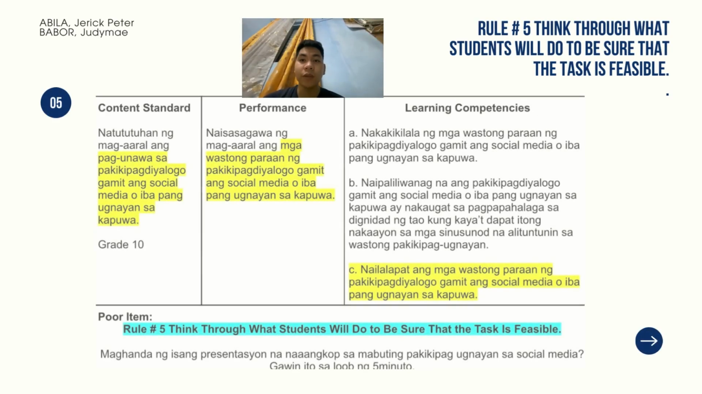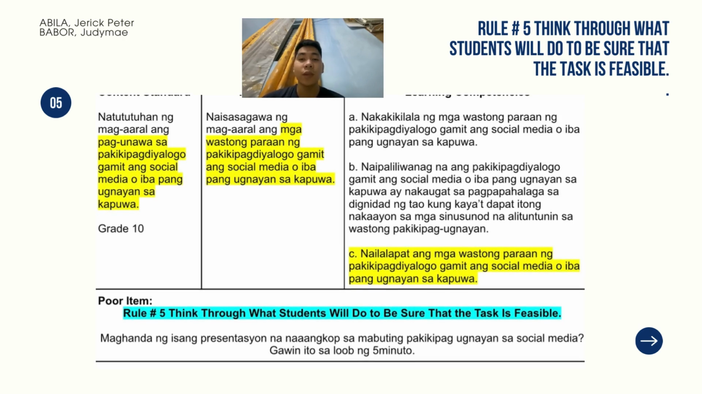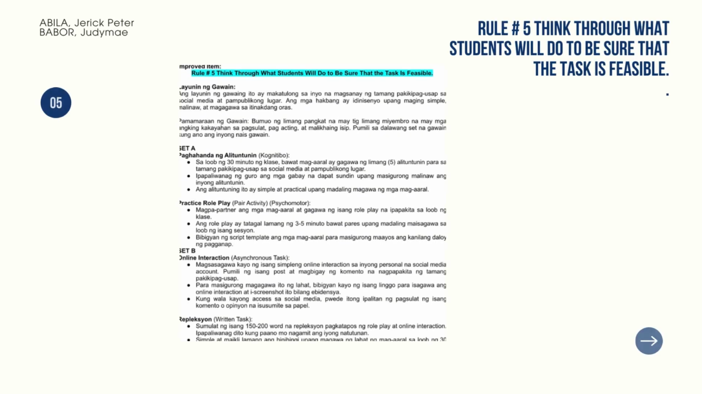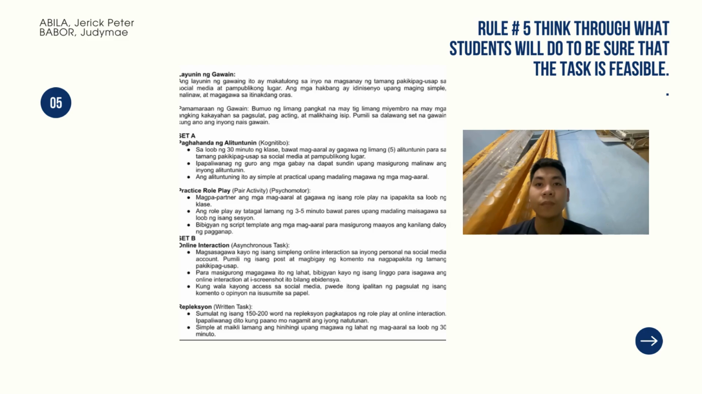Number 5, think through what students will do to be sure that the task is feasible. In our poor item, paghanda ng isang presentasyon, nag-aangkop sa mabuting pakikipag-ugnayan sa social media. Gawin ito sa loob ng 5 minuto. As you can see, the given time is not enough for the task to be done. So in our improve item, we have now dedicated enough time in every specific set or in every specific activity.